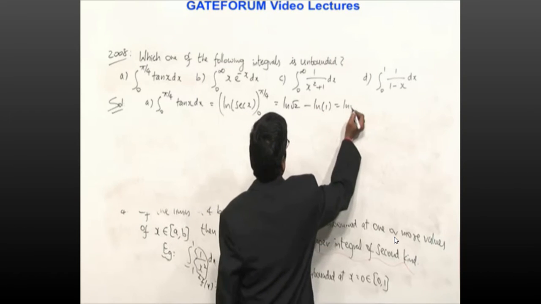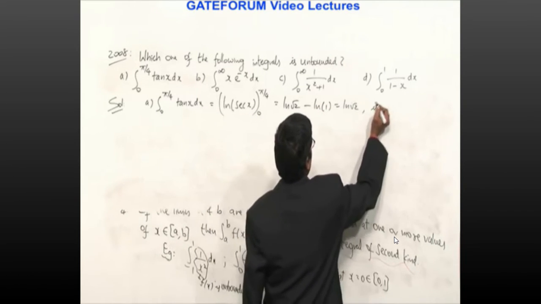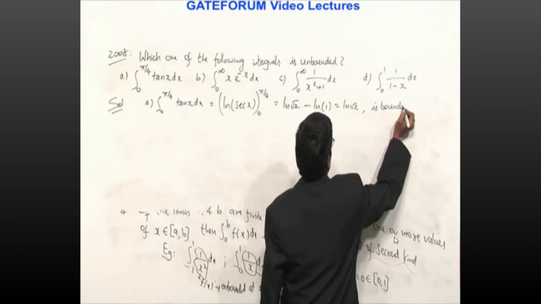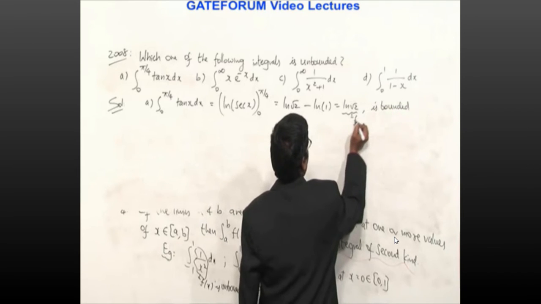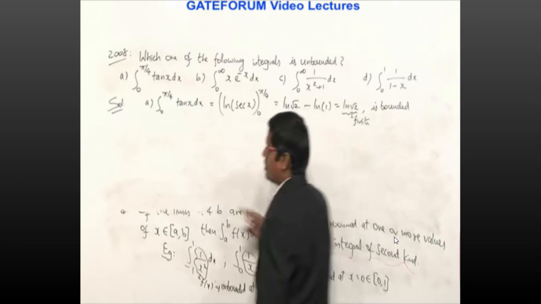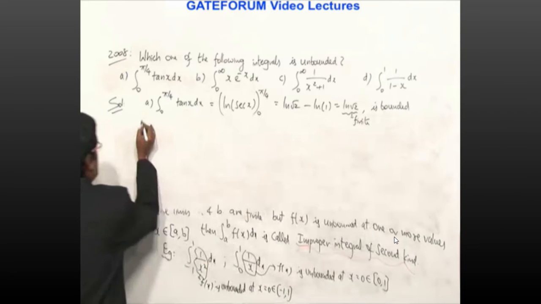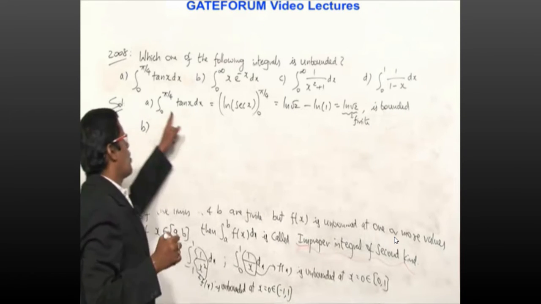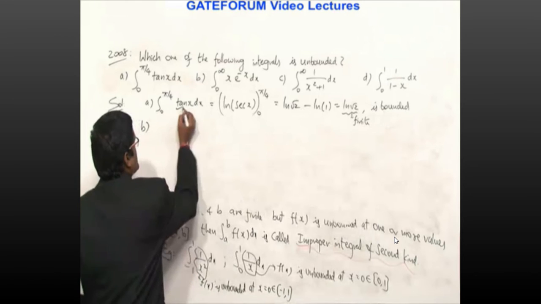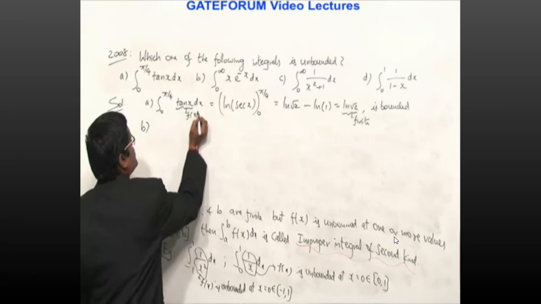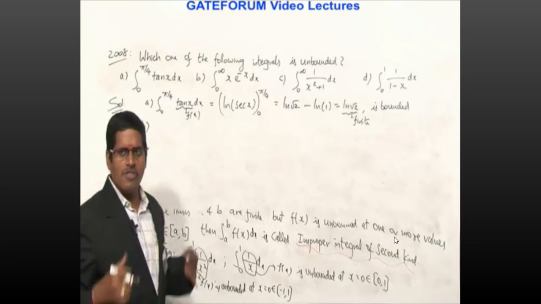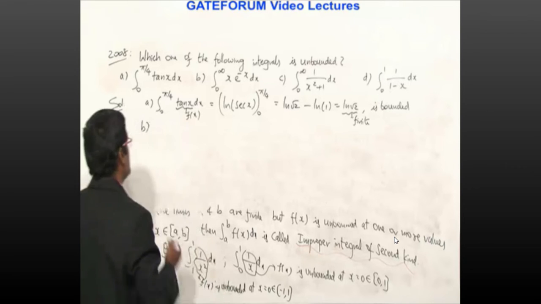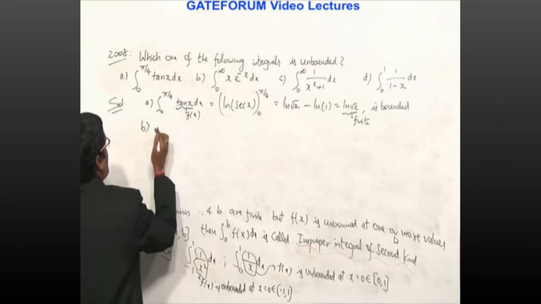That means this is bounded, because this is a finite quantity. So this integral, option A, is bounded. And this is a proper integral. This is f of x, with finite limits between 0 to pi by 4 including 0; at 45 degrees, tan is a finite value. So this is a simple example of a proper integral.